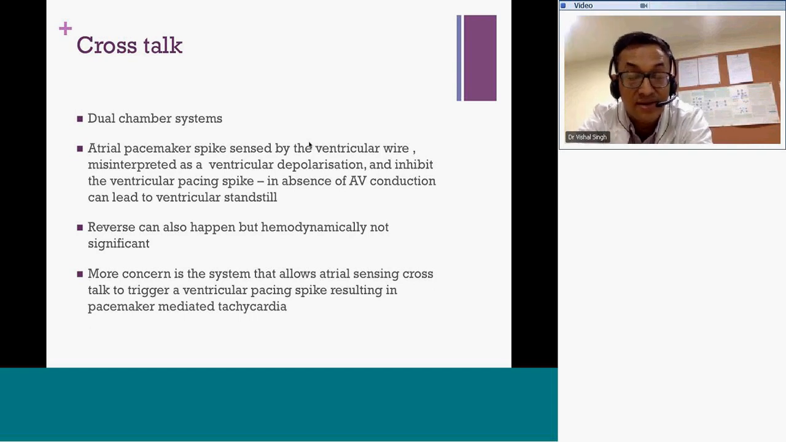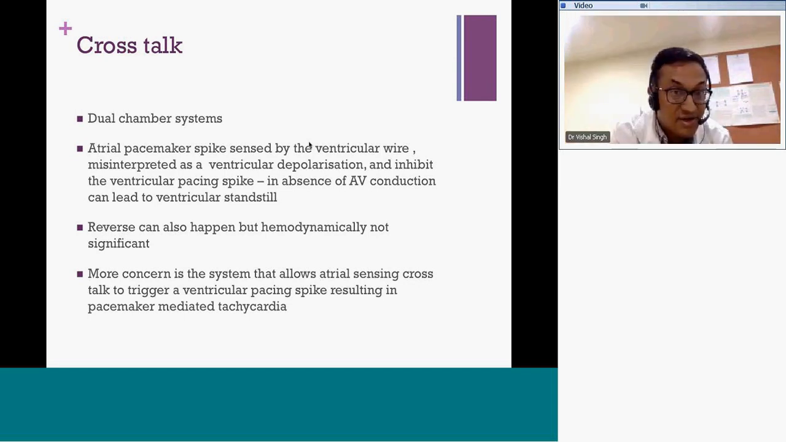And this can lead to a total ventricular disastrous effect. So always remember that your sensitivity should be adjusted properly, so you don't oversense things. It can also happen where the ventricular pacemaker spike does the atrial stimulation, but that will not be that hemodynamically significant. But atrial leading to crosstalk with ventricles is terribly significant. Monson is a system that allows atrial sensing, crosswires to trigger a ventricular pacing spike, resulting in pacemaker-mediated tachycardia.